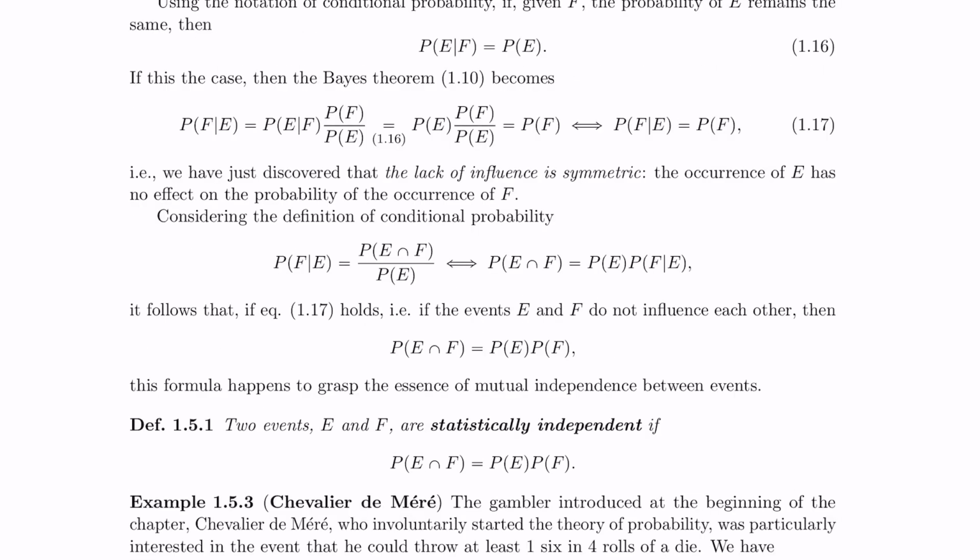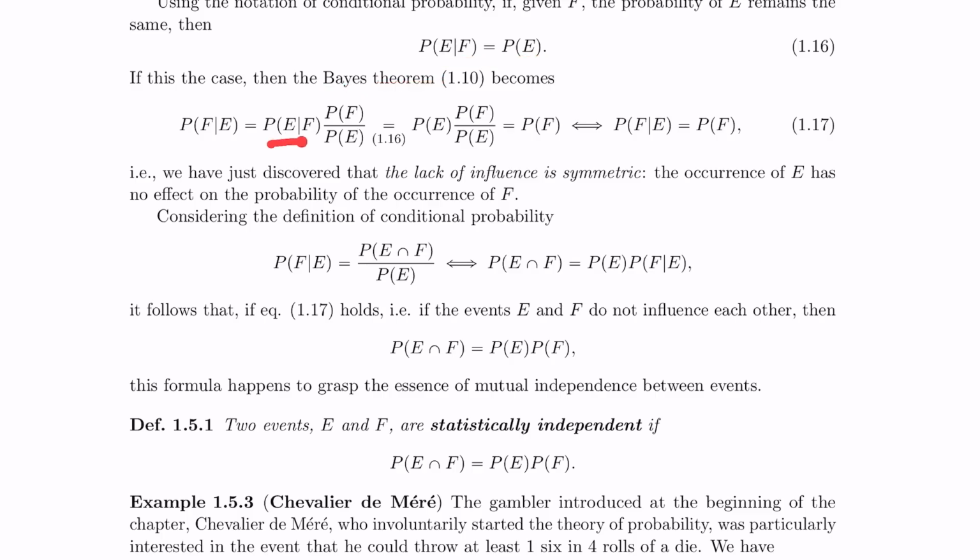Mathematically speaking, the probability of occurrence of an event E is not affected by the occurrence of an event F if the following equation holds. A quite natural question that we can ask ourselves at this point is the following. If F has no impact on E, does the occurrence of E have an impact on the probability of occurrence of F? To answer this question, let's introduce this equation in Bayes' theorem.